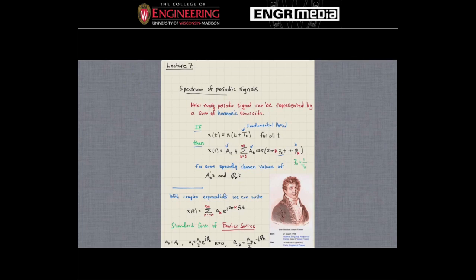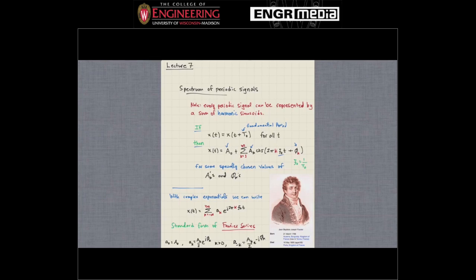That's true for some specially chosen values of the Aks and phis. We're somehow going to have to design A k and phi k such that this representation is true. In this lecture we're going to talk about how we design those Aks and phi ks, and we're not going to use the representation I have written here. We're going to do this with complex exponentials, because it's going to simplify notation a lot, and hopefully it'll become clear why we've looked at this complex representation for quite some time now.